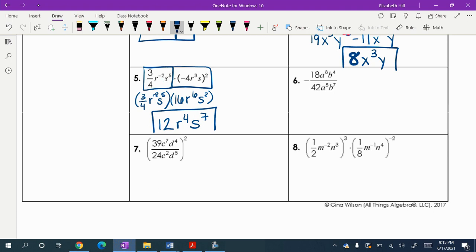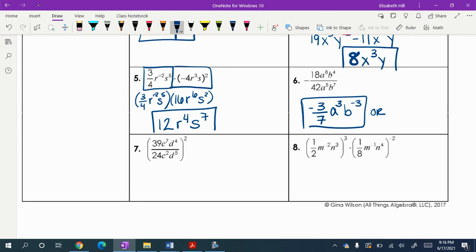All right, number 6, we can simplify this down. We've got 18 divided by 4, so it doesn't go in evenly, but we can change that right there to 3/7. So I'm going to make this a -3/7. I can take my a's. 8 minus 5 is 3, so I get a to the 3rd right there. 4 minus 7 then gives me -3. So this would be one way I would accept this problem.